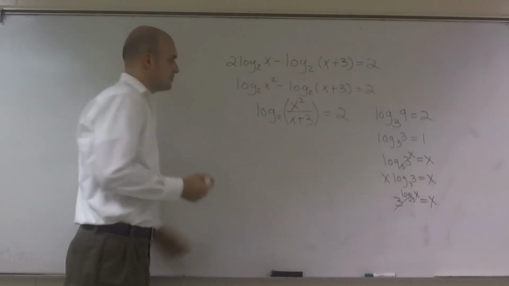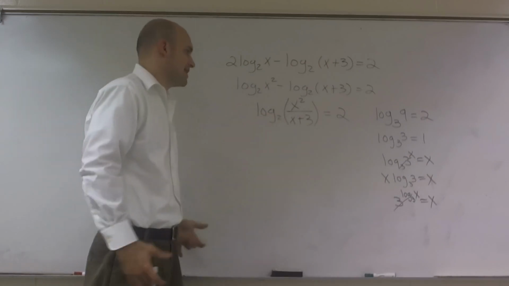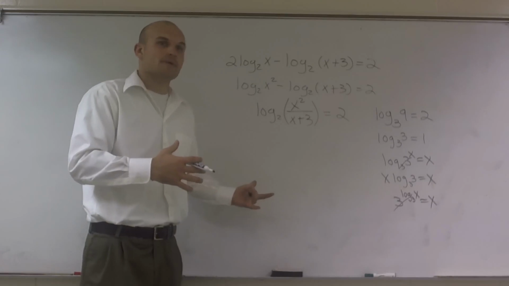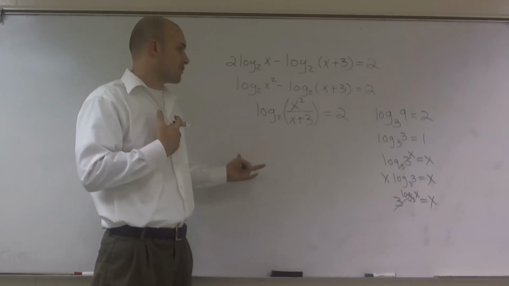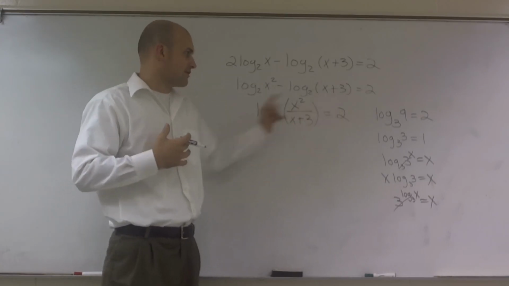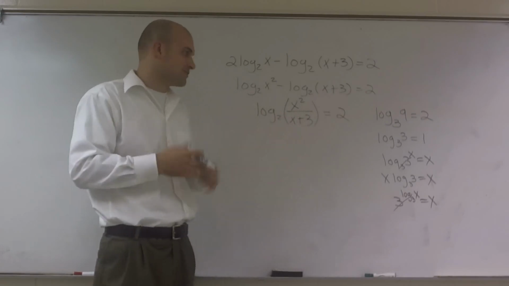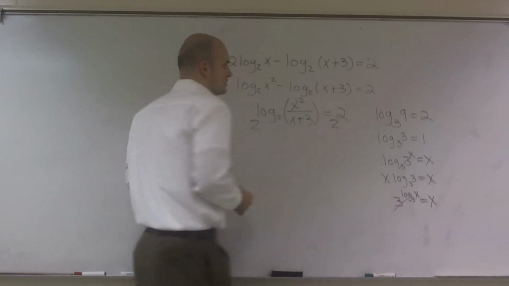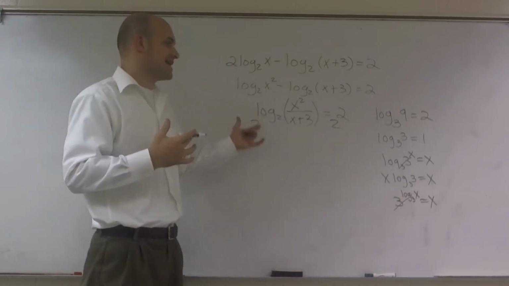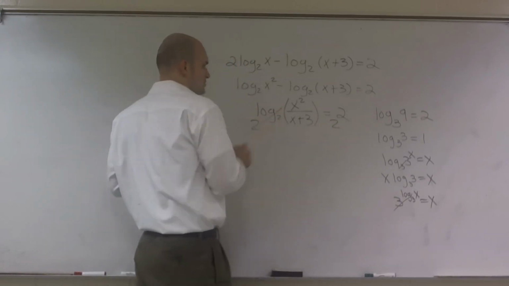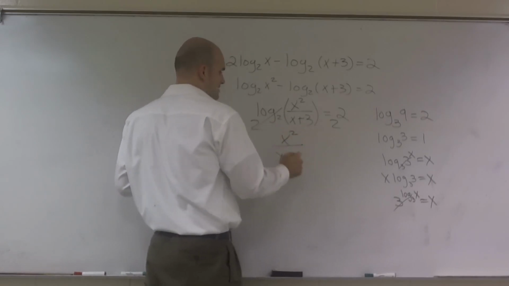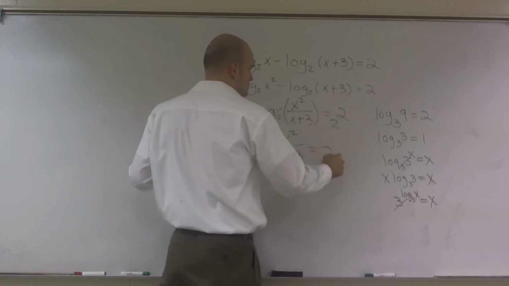Okay? So what I want to do is I need to get rid of this logarithm. Now, there's a couple ways you could do this. You could just rewrite it in exponential form, which is 2 raised to the second power equals x squared divided by x plus 3. Or what we could do is we could also exponentiate each side to the base 2. Therefore, those two would cancel out, and I'd be left with x squared over x plus 3 equals 2 squared.